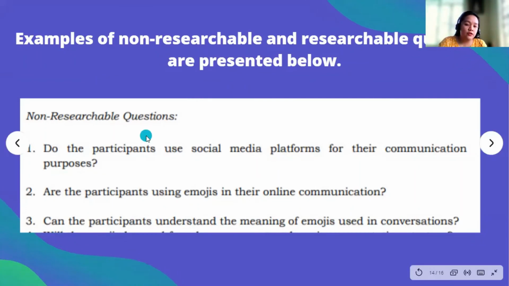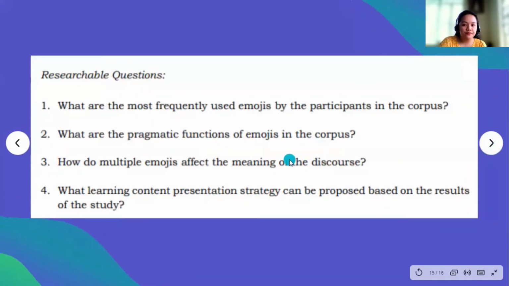So dito papasok itong mga to. Please be reminded that this part is presented sa inyong statement of the problem. Okay? So non-researchable questions. Do the participants use social media platforms for their communication purposes? Are the participants using emojis in their online communication? Can the participants understand the meaning of emojis used in conversation? So these are under non-researchable questions. You don't formulate your research questions like this.